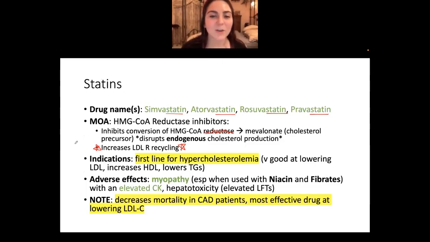So these are your first line for hypercholesterolemia, very, very good at lowering LDL. It also increases HDL and lowers triglycerides. So it's like everything you would want in a drug, a statin does. It increases HDL and then it lowers everything else.